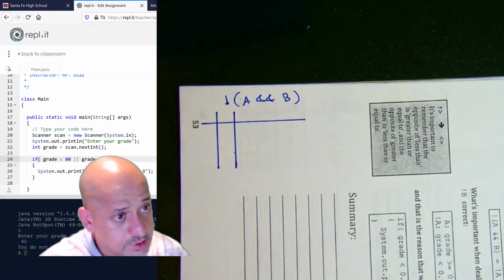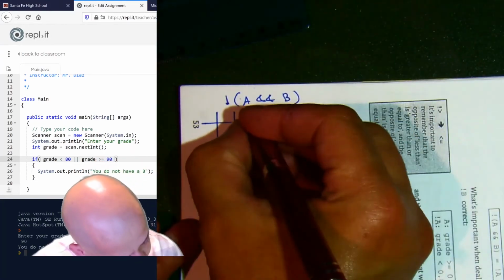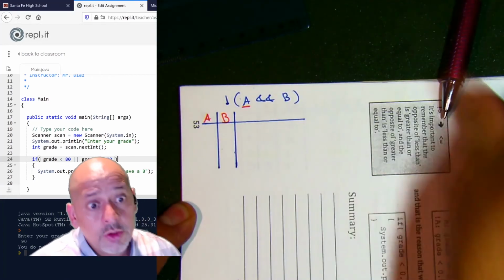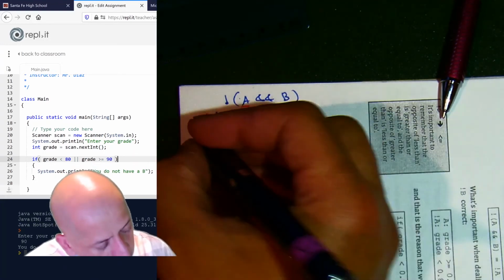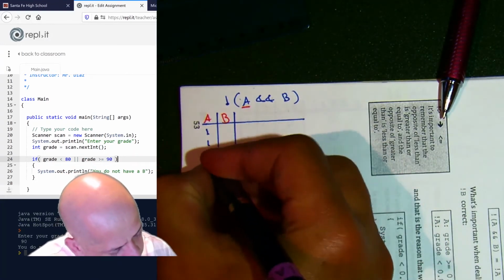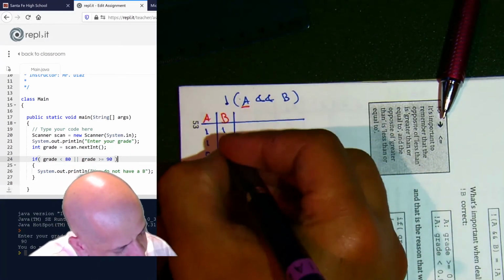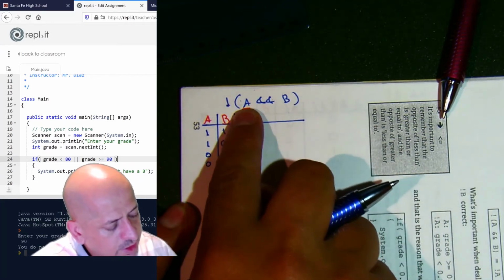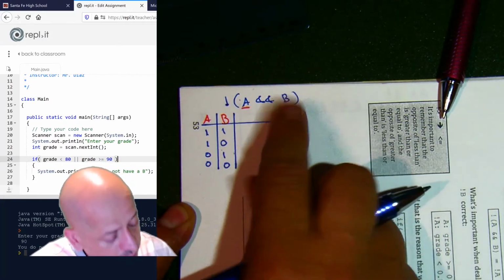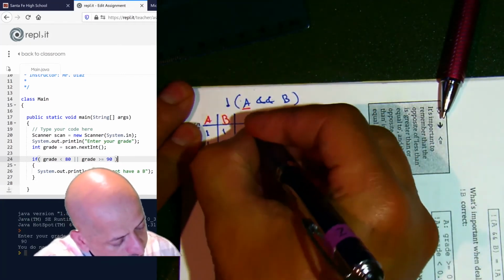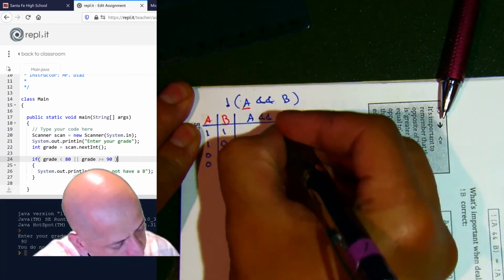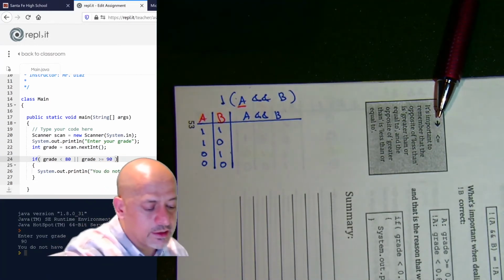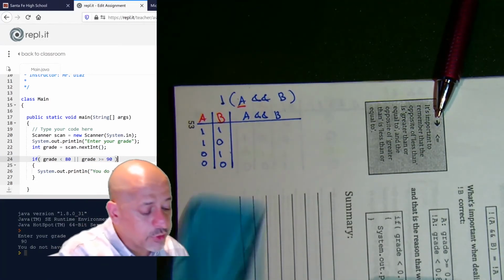It's a very quick process. First A, then B. Do you remember what the options are? 1, 1, 0, 0, 1, 0, 1, 0. Now we need to be able to evaluate A and B. So first will be A and B. Now remember, what happens whenever you have an AND? In order for it to be true, they both have to be true.